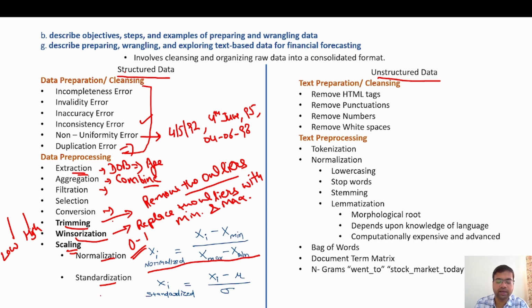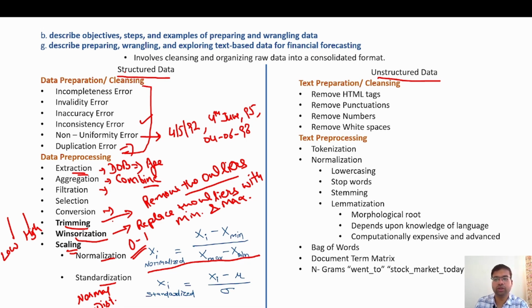And then comes standardization. Standardization is to be used if you know that your data is in a normal distribution. If your data is normally distributed, you can use standardization instead of normalization. So that is the preparation and pre-processing part of structured data.